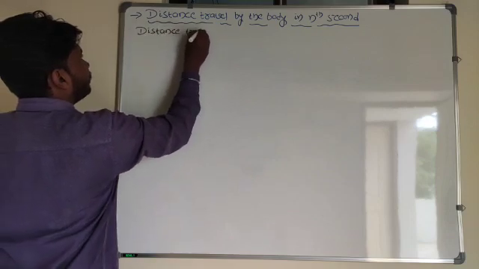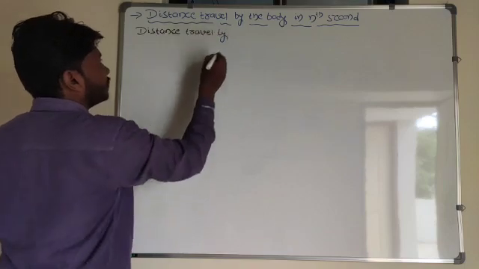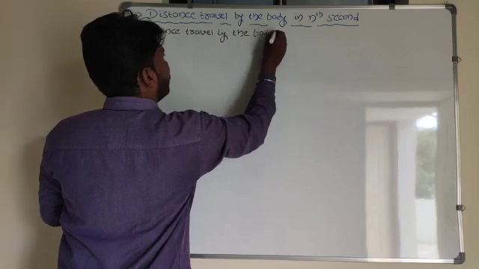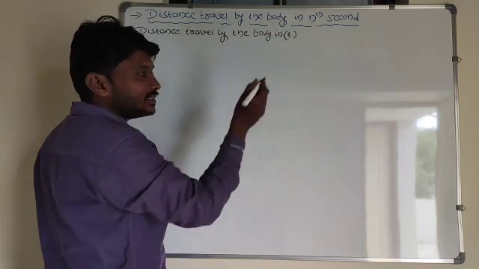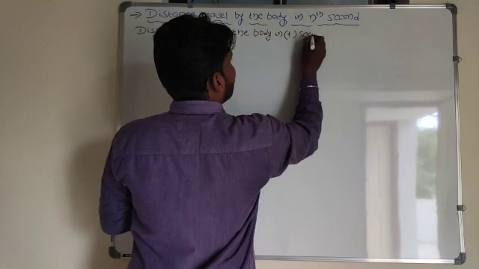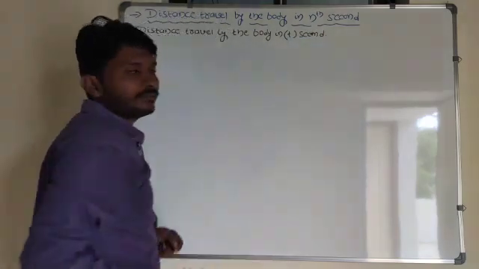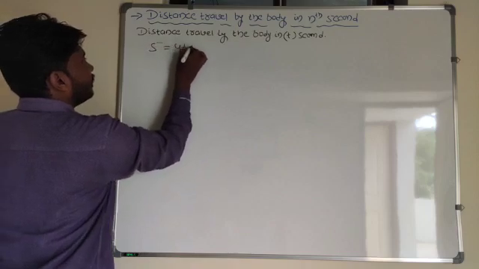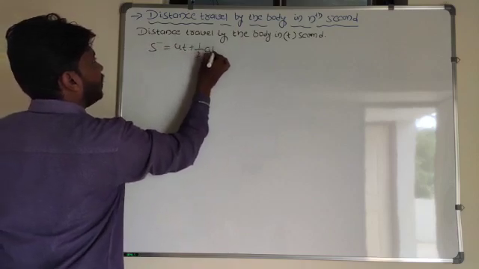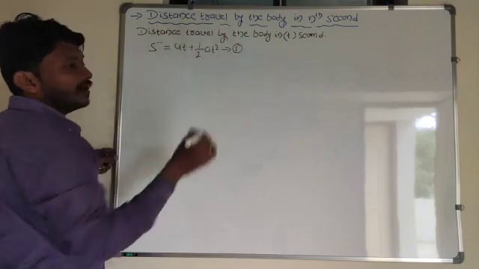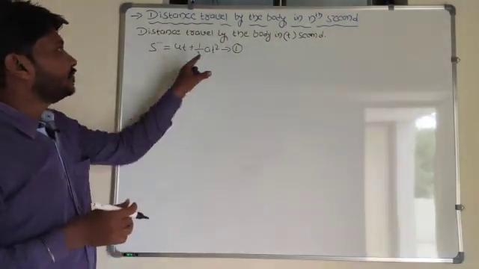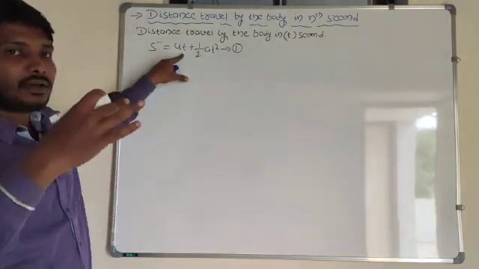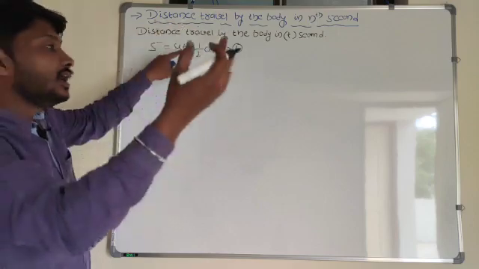Distance traveled by the body in t seconds. We know the generalized expression: s is equal to ut plus half of a into t square. Let it be taken as equation 1. In this equation 1, wherever t is there, I will take it as n here. Why? Because we want the distance traveled by the body in n seconds.